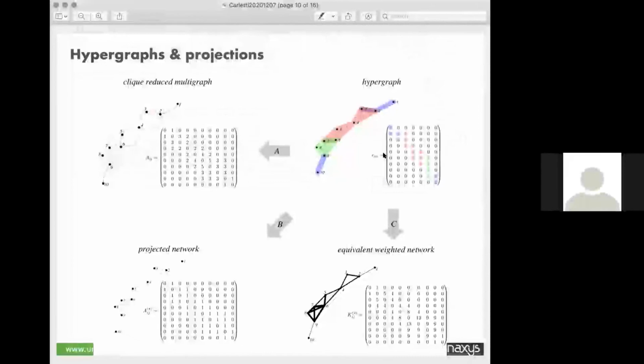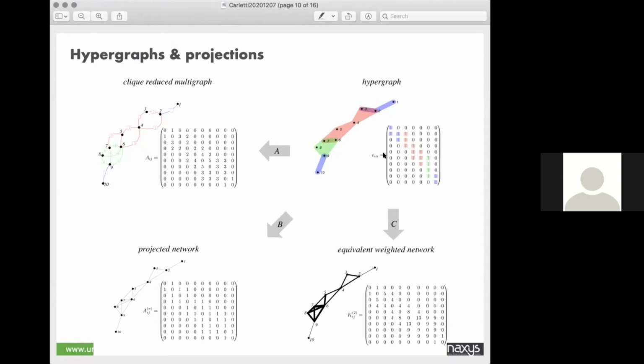So the dynamics now on this hypergraph, I would like to compare with the dynamics on networks. Once you have a hypergraph, you can have several projections. You can have the projection A on the left, which is a multigraph, where you replace each hyperedge with several links. Or you can have the projection B, which is the simplest one, a binary projection, where you project every hyperedge of a given size to a complete clique of the same size. Or you can have the projection C, where you take into account the cliques, but also some weights.